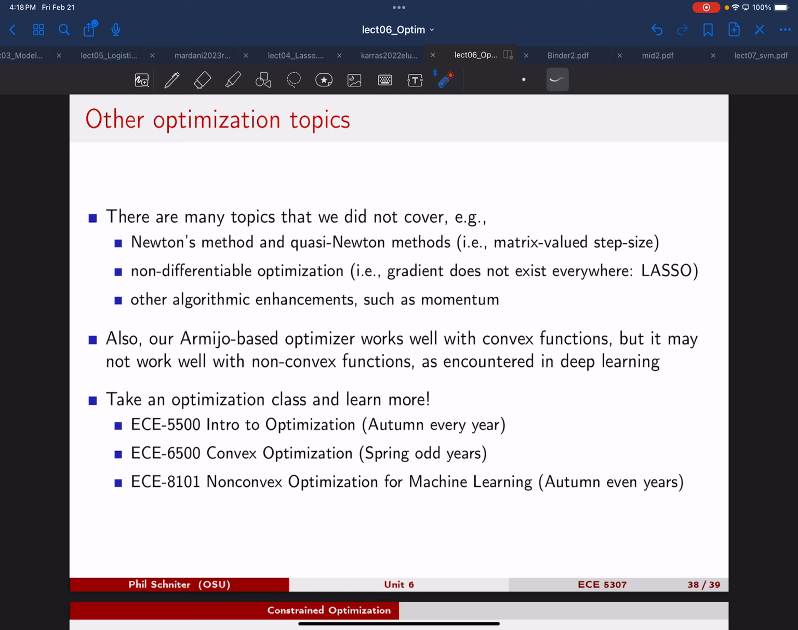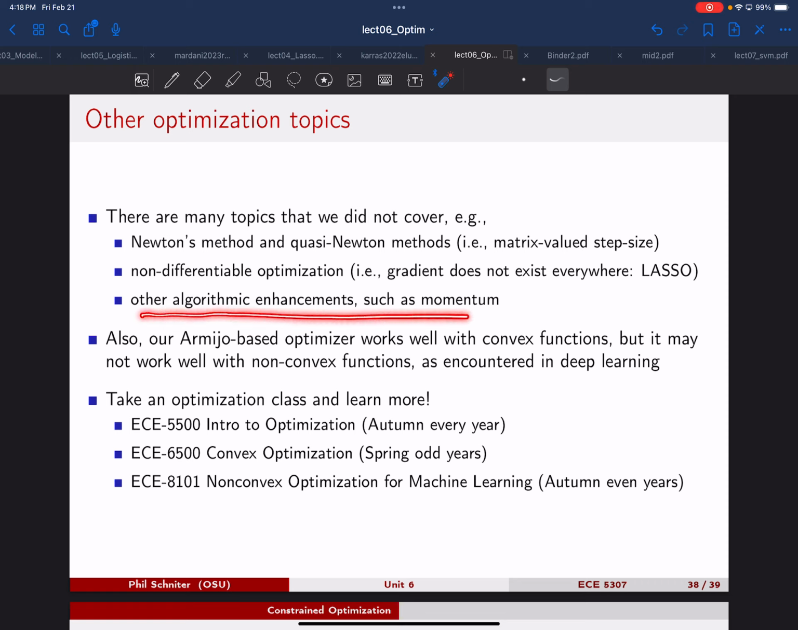Another thing we didn't really spend time on is non-differentiable optimization. We focused on the case where we had gradients, so we could do gradient descent. But there are definitely cases like Lasso where we don't have a differentiable cost function. In those cases, we have to use other, more advanced methods that would be covered in other courses, that use, instead of gradients, something called a subgradient and so on. Just wanted to let you know that it's out there.